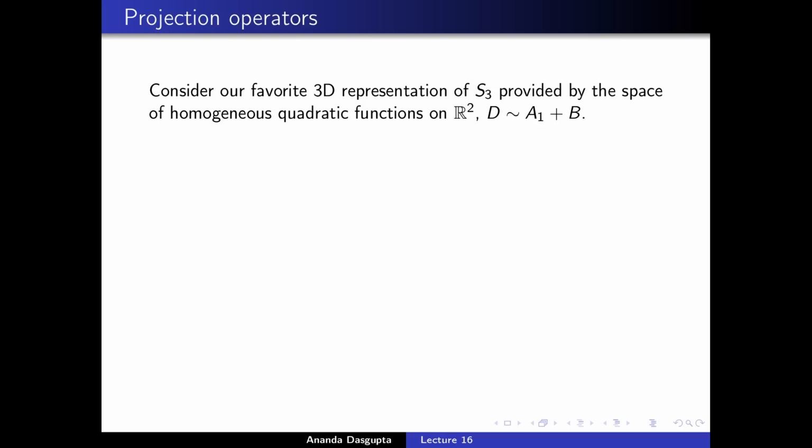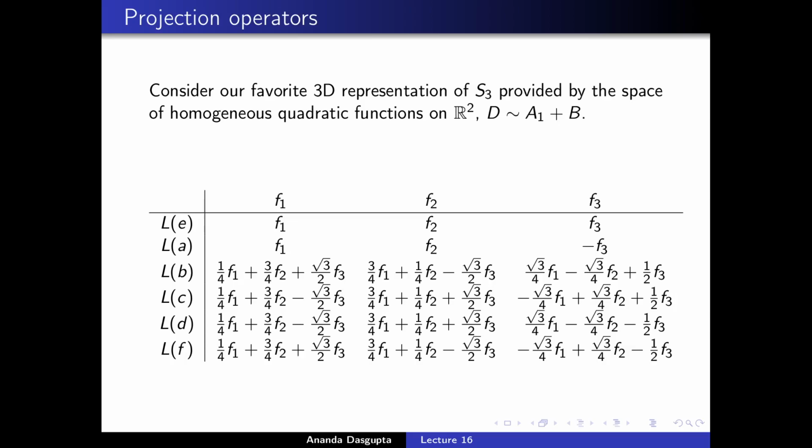We had already seen that this is reducible. It's a direct sum of two representations, A1, which is the identity representation, and the two-dimensional representation that we call B. And here is a table which lists what happens to each of the basis vectors that we used, F1, F2, and F3, under the action of LE, LA, LB, LC, LD, LF. If you have forgotten how this works, I will urge you to take a look at an earlier video where we explained this in full.